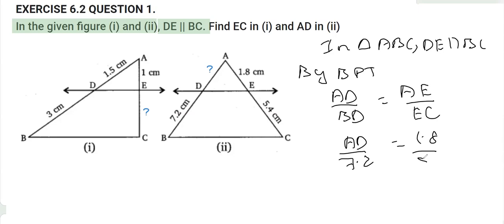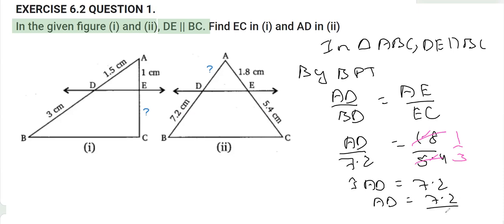We can reduce this and remove the decimals: 1 times and 18 is 3 times. So by cross multiplication, we'll get 3 times AD is equal to 7.2. So AD can be calculated as 7.2 over 3. Later on, you can reduce it. It's divisible as 2 times and 4 times. So that is 2.4. In this case, we got the length of AD as 2.4.